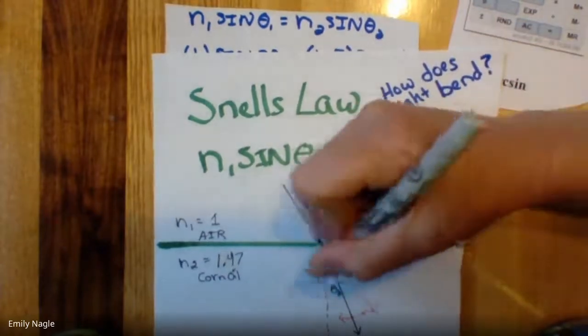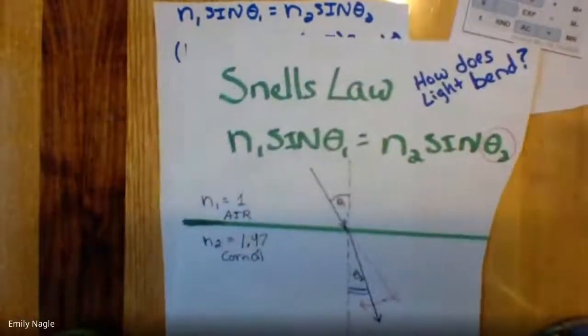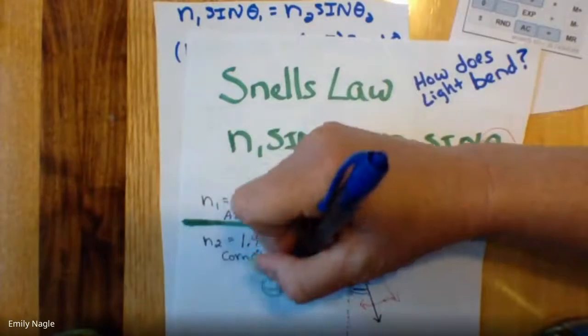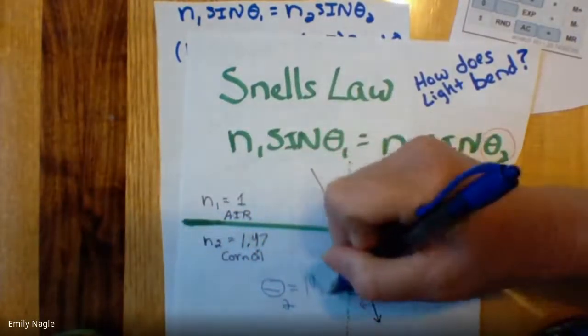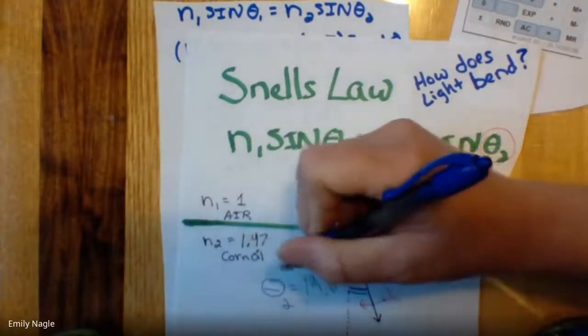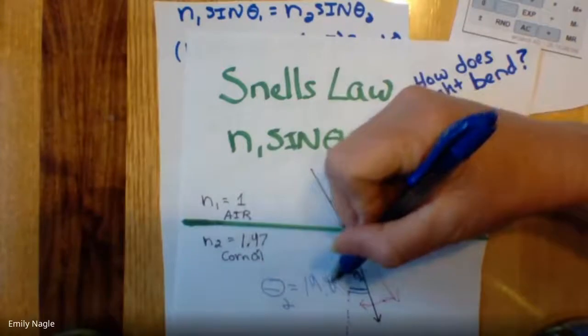What is the angle we just found? This is the angle we just found. So we can now say, I have to write upside down, theta 2 is 19.8 degrees from the normal. So this is the 19.8.